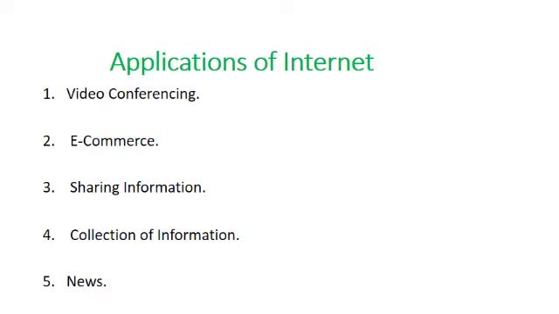Next is news. We can get latest news of the world on the internet. Most of the newspapers of the world are also available on the internet. They have their websites from where we can get the latest news about the events happening in the world. These websites are periodically updated, or they are immediately updated with latest news when any event happens around the world.